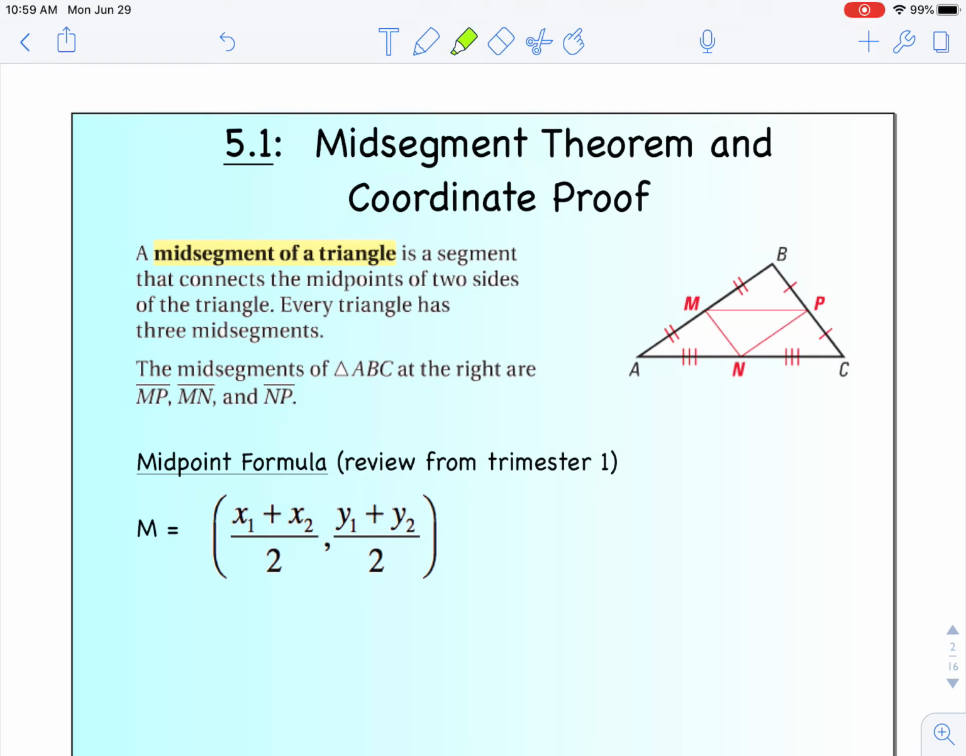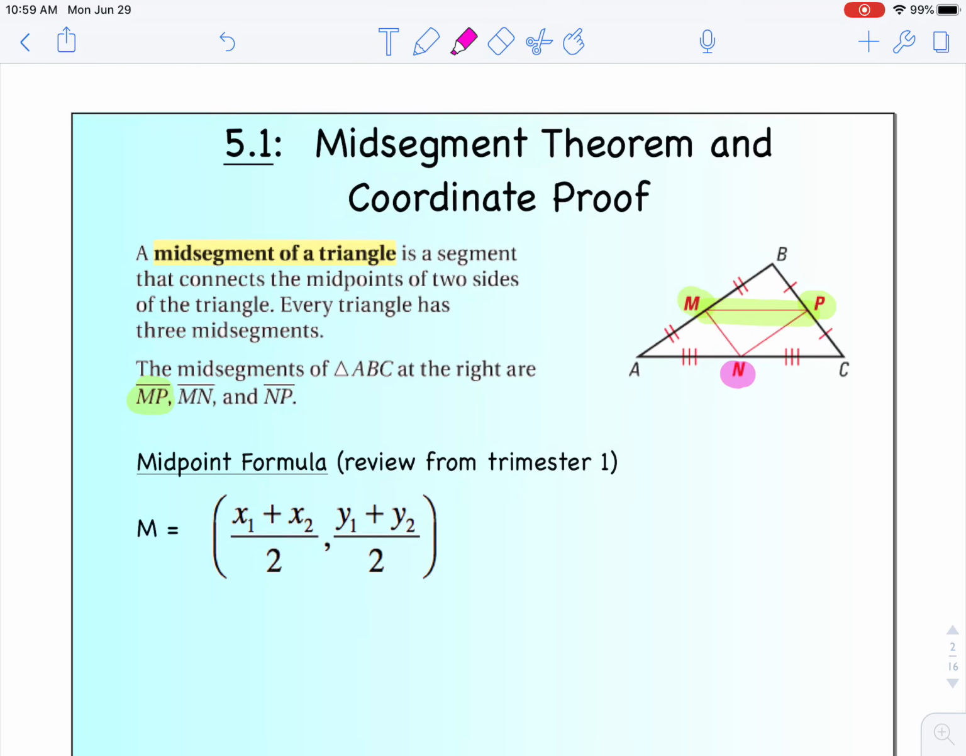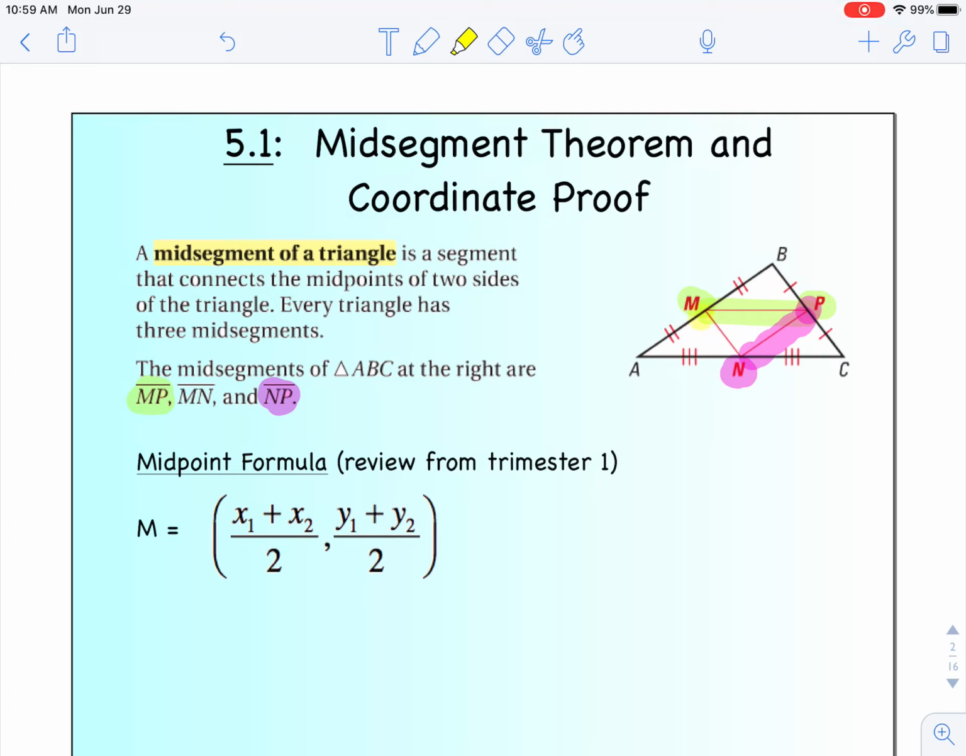So if you look at this right here, M is a midpoint and P is a midpoint. So the segment MP is a midsegment. MP is one of the midsegments. But if you look at the midpoint N right here with P, now you have another midsegment, NP. And finally, you have the midsegment MN. So every triangle does in fact have three midsegments.